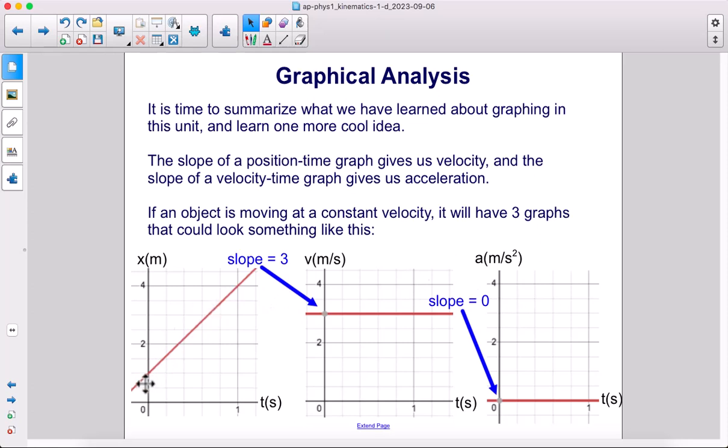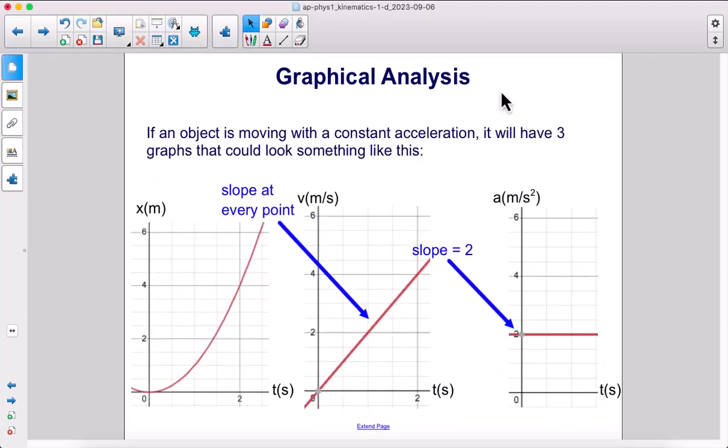If an object is moving at a constant velocity, it will have three graphs that could look something like this. So if this is the position graph, the slope of this line is 3, which means the velocity of the object is 3, and it's constant, which is why it's a horizontal line. The slope of a horizontal line is 0, which is why we get 0 as our acceleration graph.